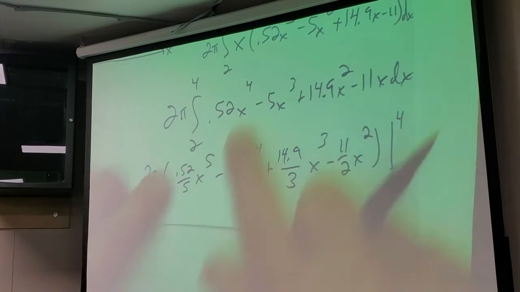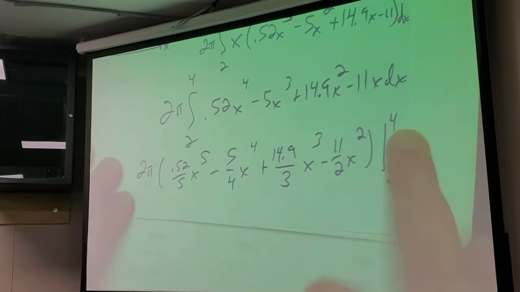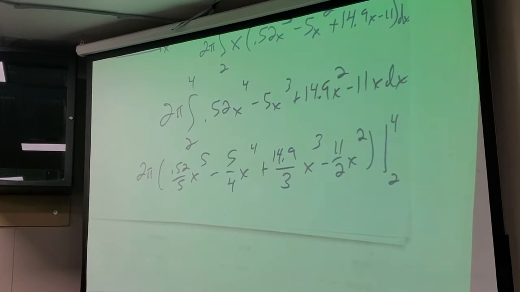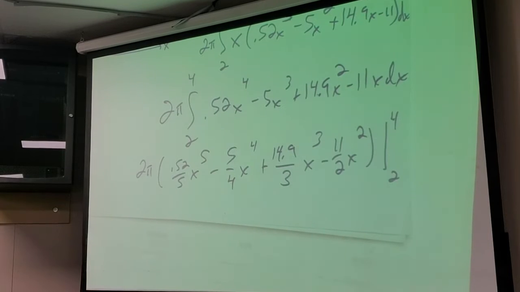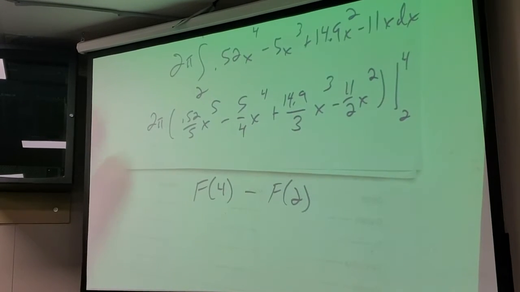I don't care, right? I mean, I really want you to understand. It's important to do the next step, but the next step's boring, because the next step is plug a 4 in and plug a 2 in and subtract. Now, you've got to do it correctly. So in my calculator, I would plug a 4 in, I would plug a 2 in, and then I would subtract those two. Yes?